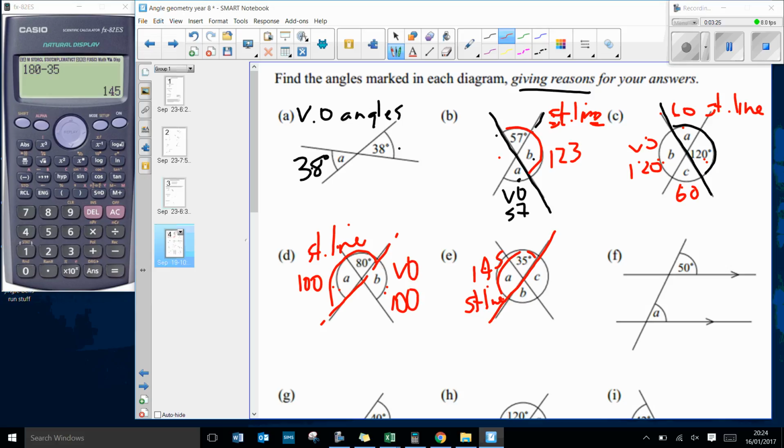Again, angle A is on a straight line with 35, and so 180 subtract 35 gives us 145, and that's a straight line. Angle B is vertically opposite the 35. Angle C, you've got a choice, vertically opposite or on a straight line. It doesn't really matter which one, but that's 145, so I'll leave that reason blank. You can choose which one you would like.